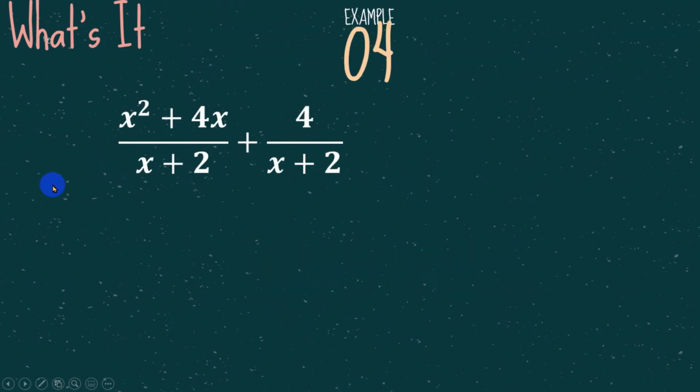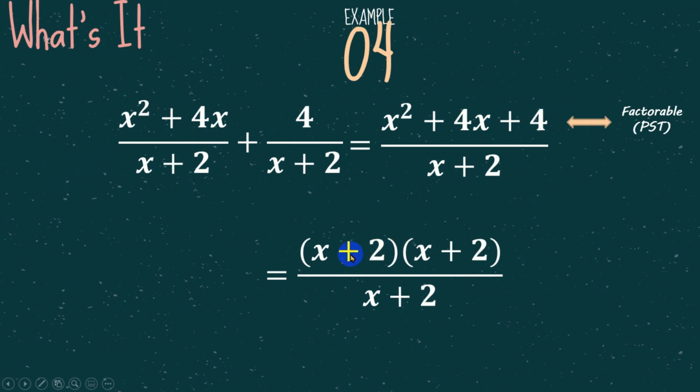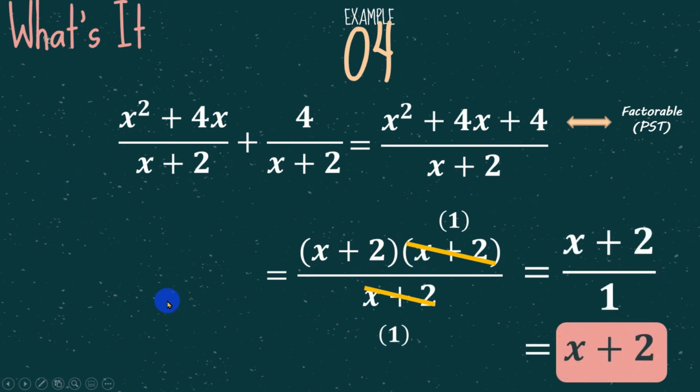Example number 4, ayan. 4x squared plus 4x all over x plus 2 plus 4 over x plus 2. So, add natin ang numerator, combine natin. X squared plus 4x plus 4 all over x plus 2. So, ito ay factorable by PST. So, square root of the first term, square root of the second term. Ayan po. Dalawang x plus 2. Makakancel lang isa. So, that is 1 and 1. 1 times x plus 2 is x plus 2 all over 1 or simply x plus 2. So, that will be for example number 4.